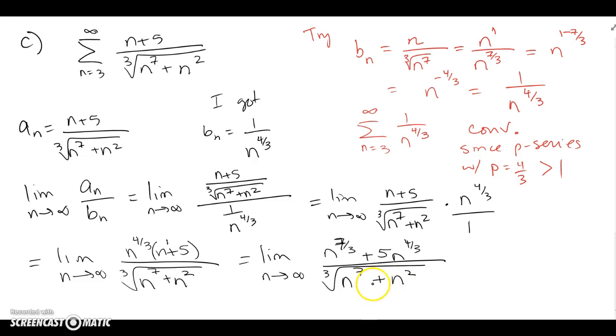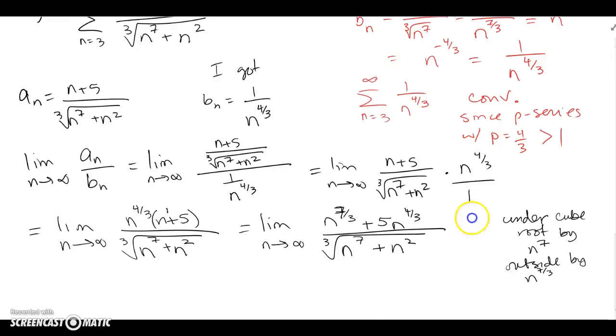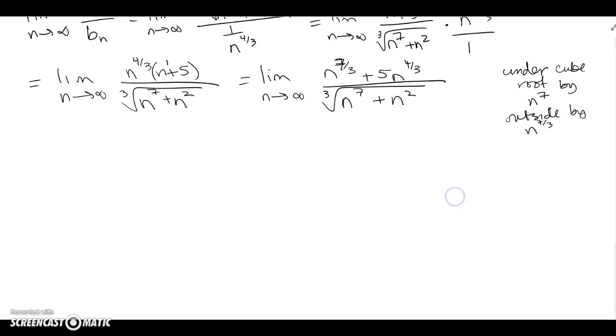If I want to find that dominant term to divide everybody by in the numerator, that's actually n to the 7/3 that's taking over. So it's very similar to the other ones we looked at. n to the 7/3 is the dominant term. Under the radical or the cube root, I will divide by n to the 7th, and outside by n to the 7/3. So under the radical we're going to divide by n to the 7th, and outside by n to the 7/3.